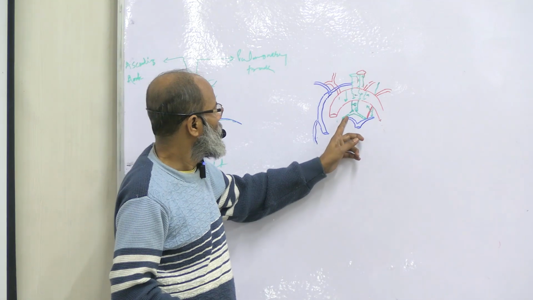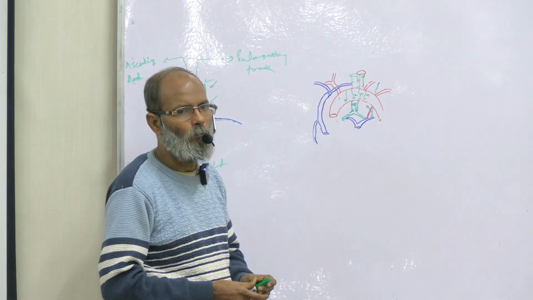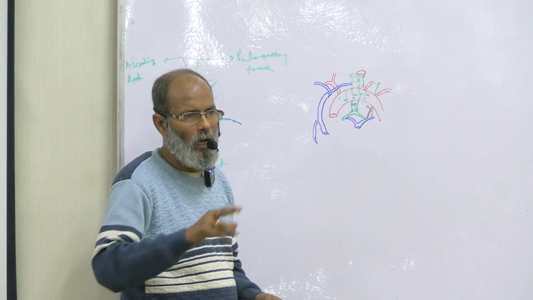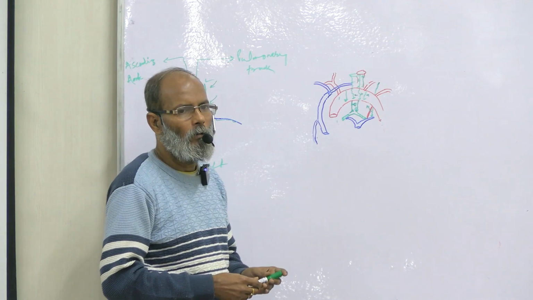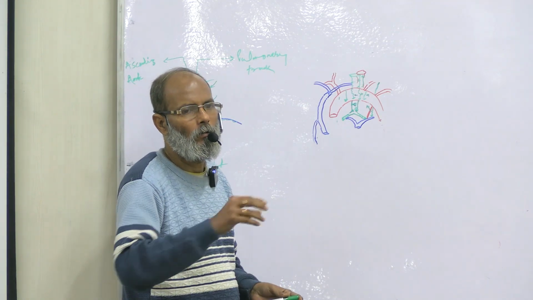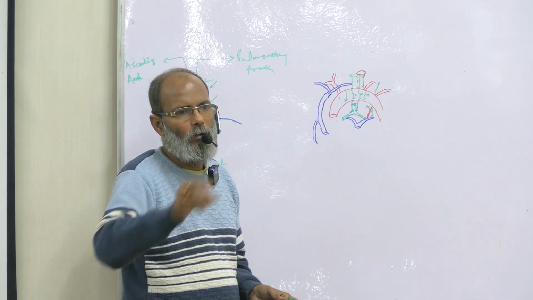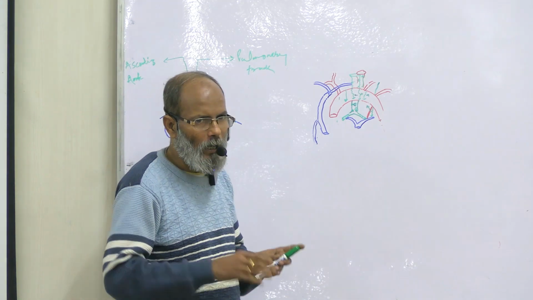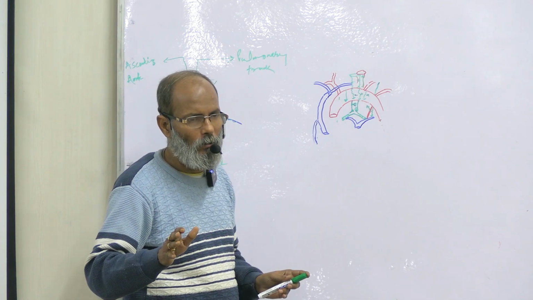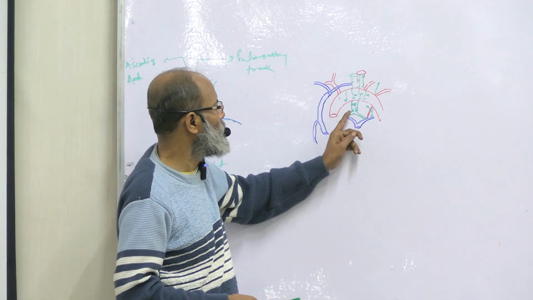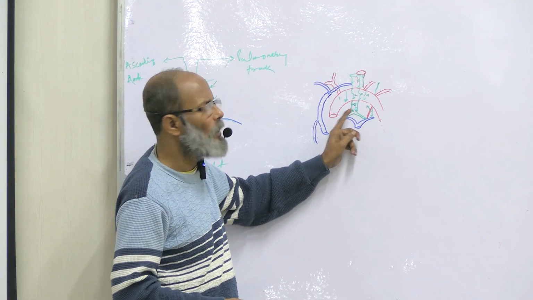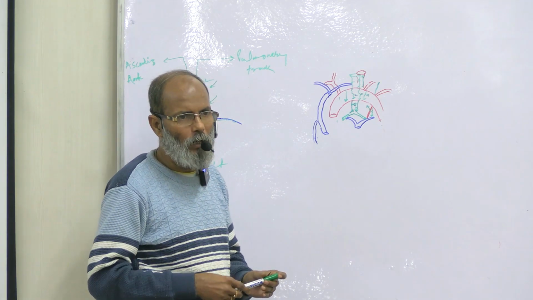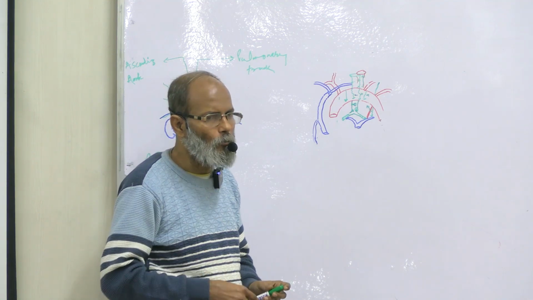Now, this pulmonary trunk bifurcates below the tracheal bifurcation, and it passes above the right and left bronchus. This comes in front of the right and left bronchus, right? And in the lower part of the tracheal bifurcation, you see there is superficial cardiac plexus and the deep cardiac plexus. Deep cardiac plexus usually divides into two.